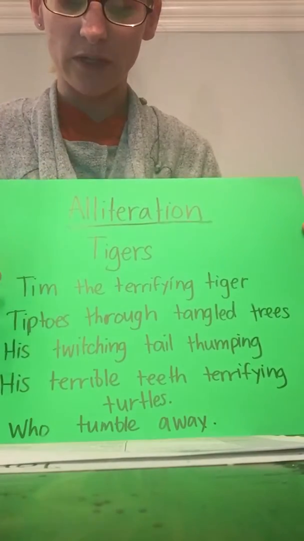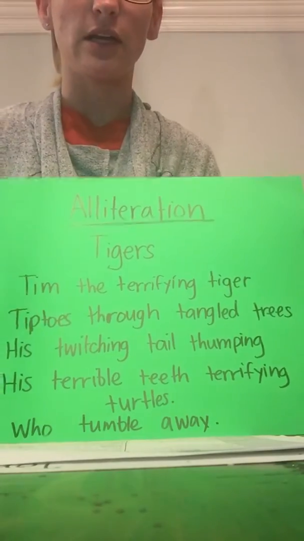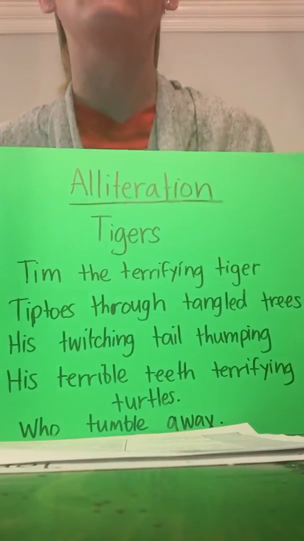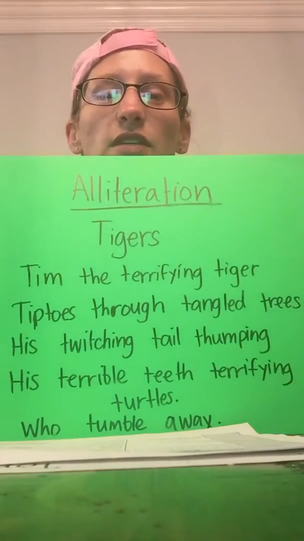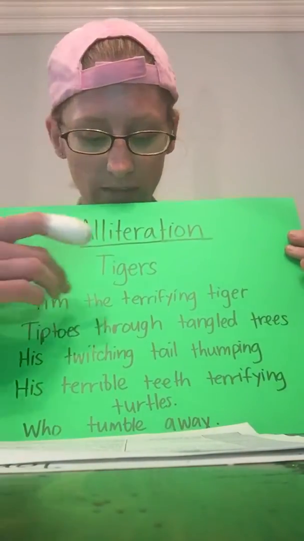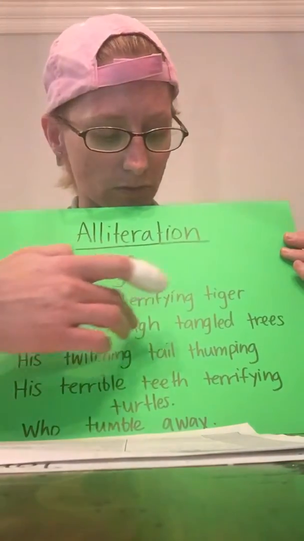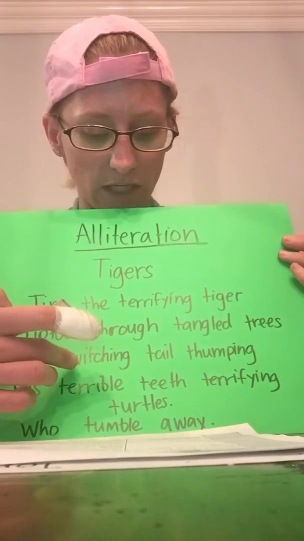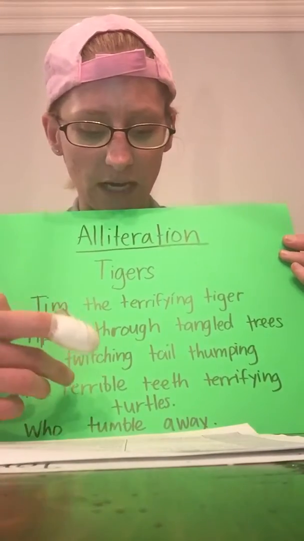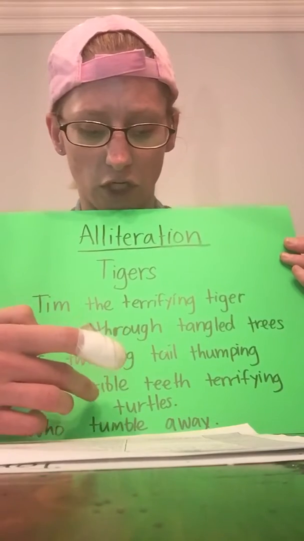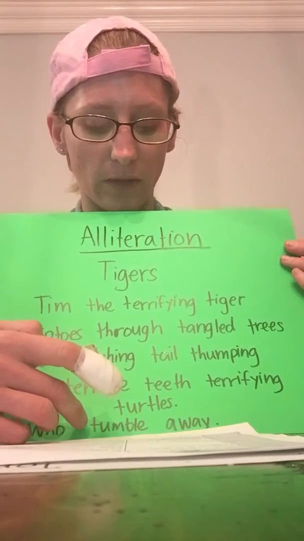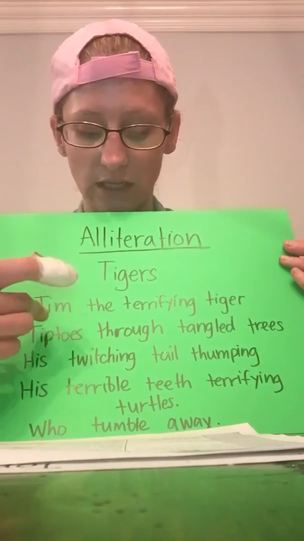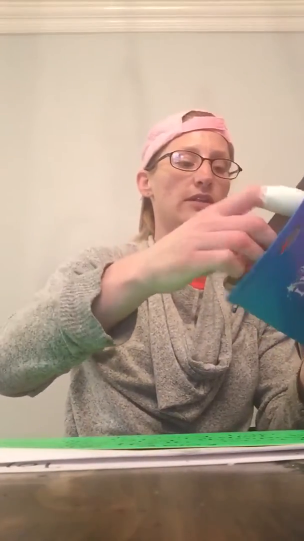So I'm going to read it again, and I want you to think about all the words that say the t sound, that have the same beginning sound. Tim, the terrifying tiger, tippy-toed through tangled trees, his twitching tail thumping, his terrible teeth terrifying turtles who tumbled away. So when we look at this, we're looking at the t sound. So I'm going to highlight all the words that I can find with the t sound. And you're going to do a seesaw activity where you're going to do the same thing today.